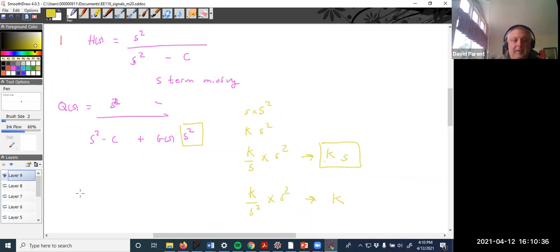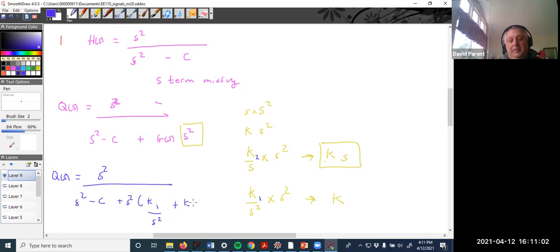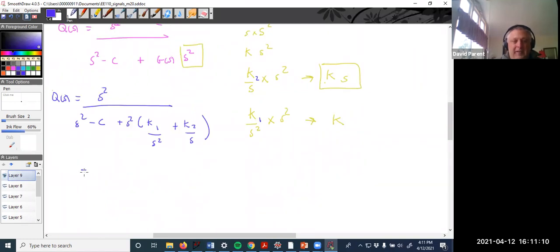So now, after we've done that, s squared minus c, I'll call this one k1 and this one k2. So I have plus s squared k1 divided by s squared plus k2 divided by s. So s squared comes through here plus k1. S squared comes through here, I get plus k2. I rearrange it so that it's easier to see.